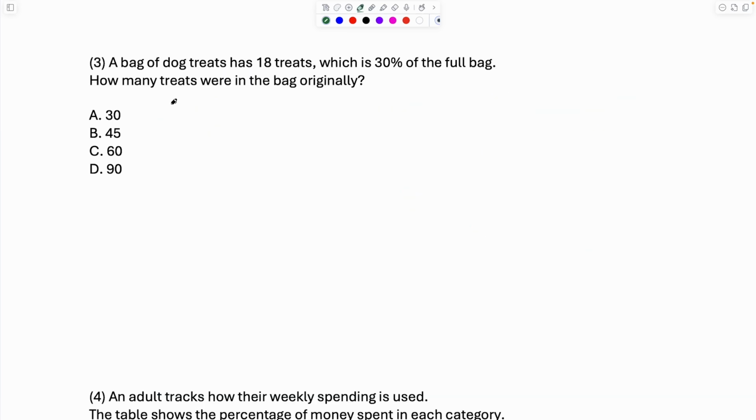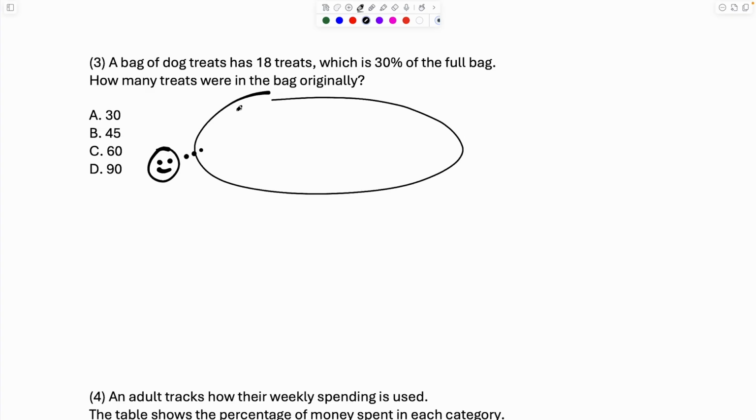Question 3: a bag of dog treats has 18 treats, which is 30% of the full bag. How many treats were in the bag originally? So for this one, what you could do is rephrase this question in a way that is much simpler, much more direct. It's cool that we're talking about dog treats here, but when I read this question, the way I'm hearing it is: 18 is 30% of what number?